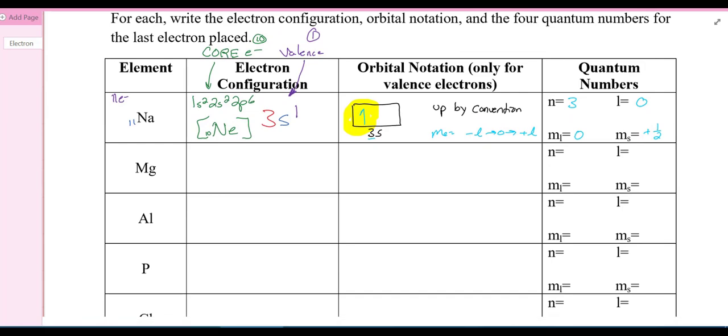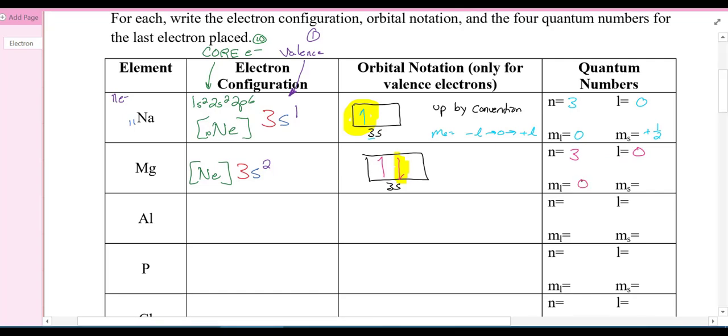Magnesium, its core is still the noble gas in the period above, which is neon. And then we have 3s, and there are 2 electrons now. 3s, up, down. So for this electron, N is still 3, L is still 0, M sub L is still 0, and MS is different: minus 1/2. This has to do with the electron spin, doubling the number of electrons per orbital. That's all that we did there.